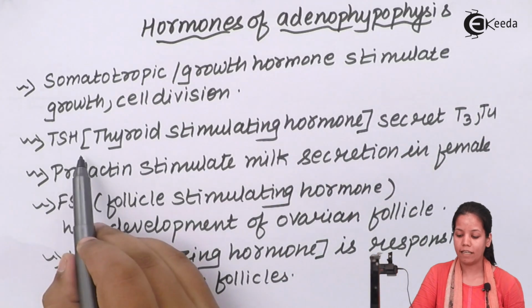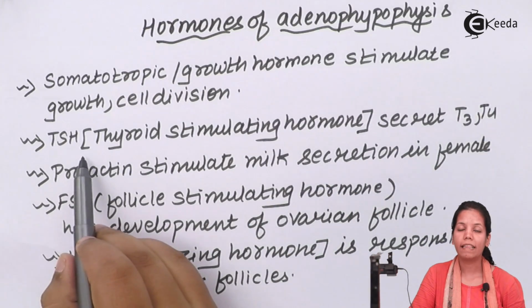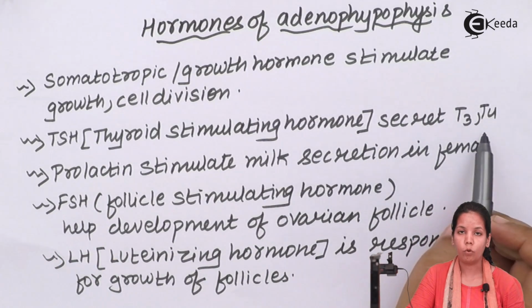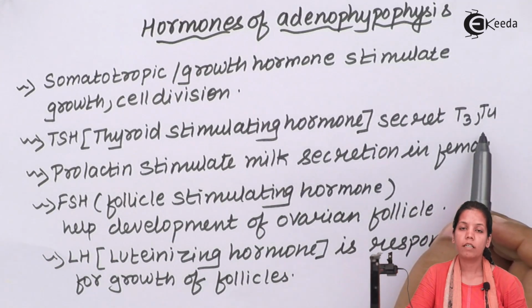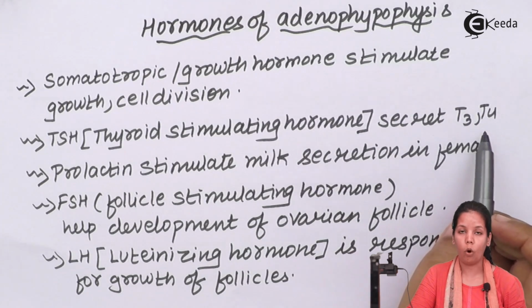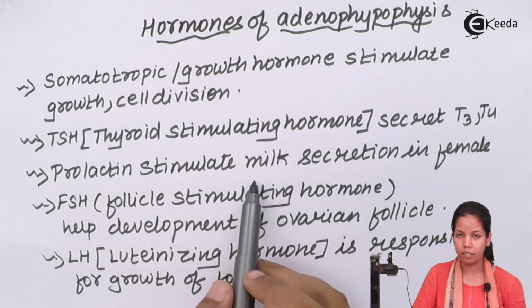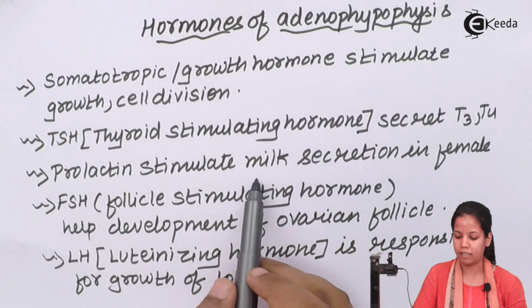Next one is TSH or thyroid stimulating hormone, which acts on your thyroid gland. It includes T3, T4, triiodothyronine, tetraiodothyronine, and thyroxine hormones. Prolactin stimulates milk secretion in females, which helps especially during pregnancy.